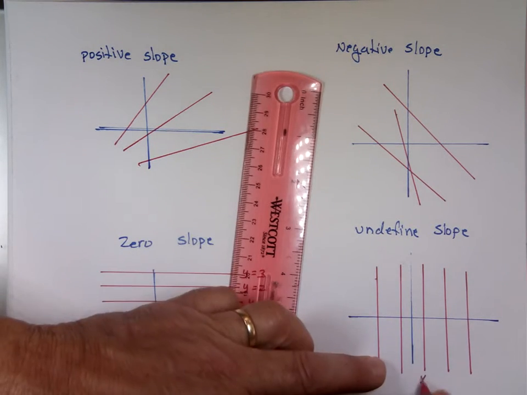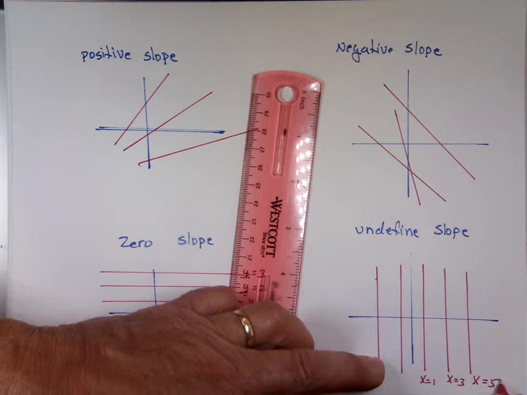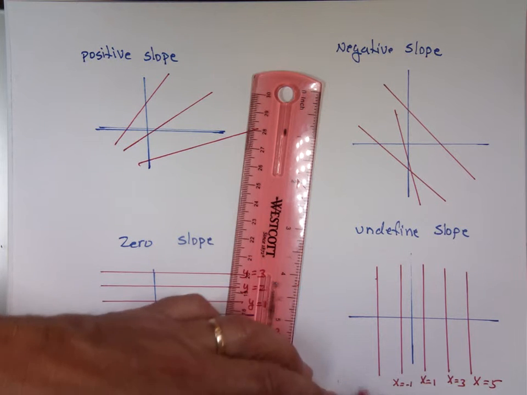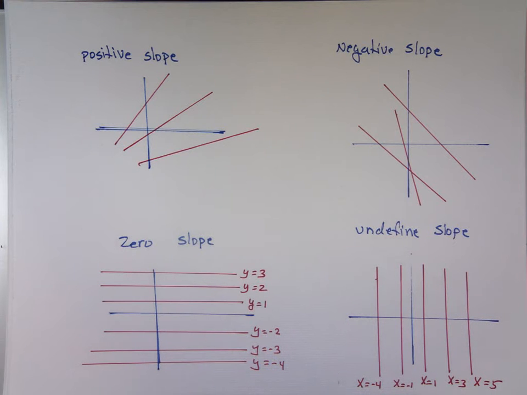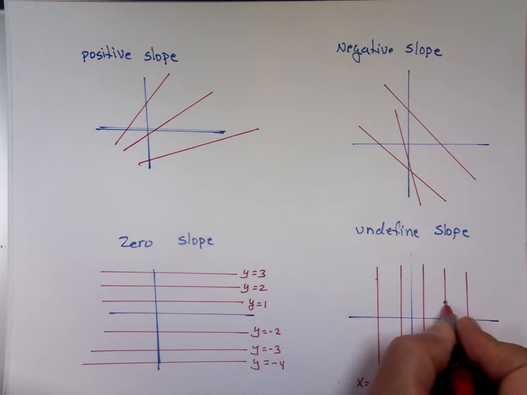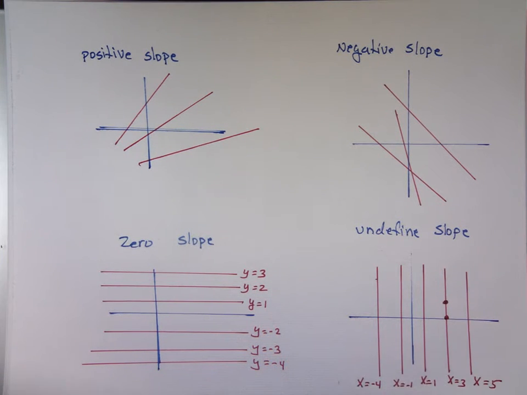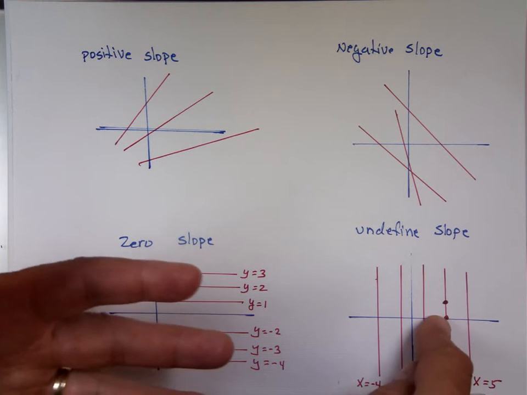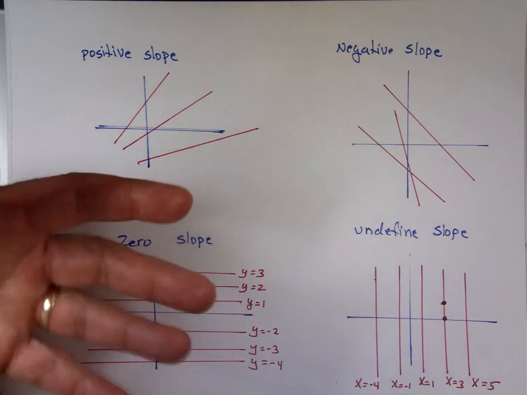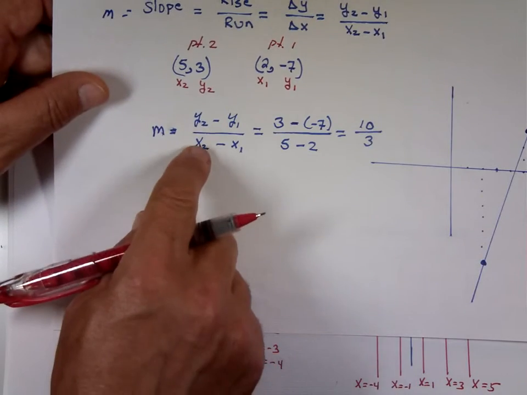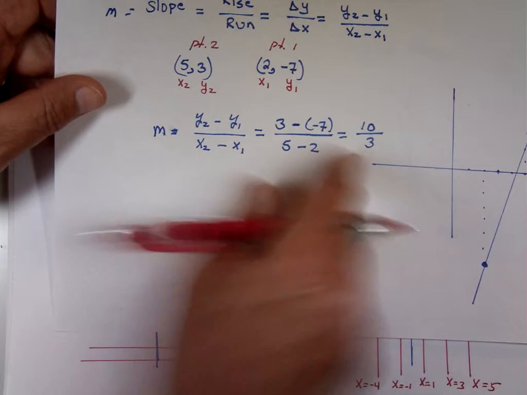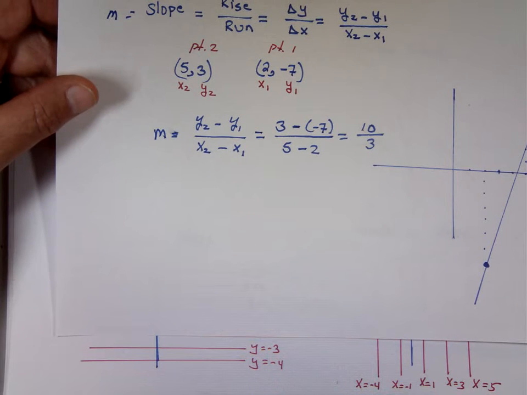Like x equals 1, x equals 3, x equals 5, x equals negative 1, x equals negative 4. All these have undefined slope. Why are they undefined? Because when you pick 2 points, the x value is going to be the same, right? The slope is the rise over the run. So let's say the x value here is 3. What's 3 minus 3? 0. Can you divide a fraction by 0? That's why it's undefined slope.